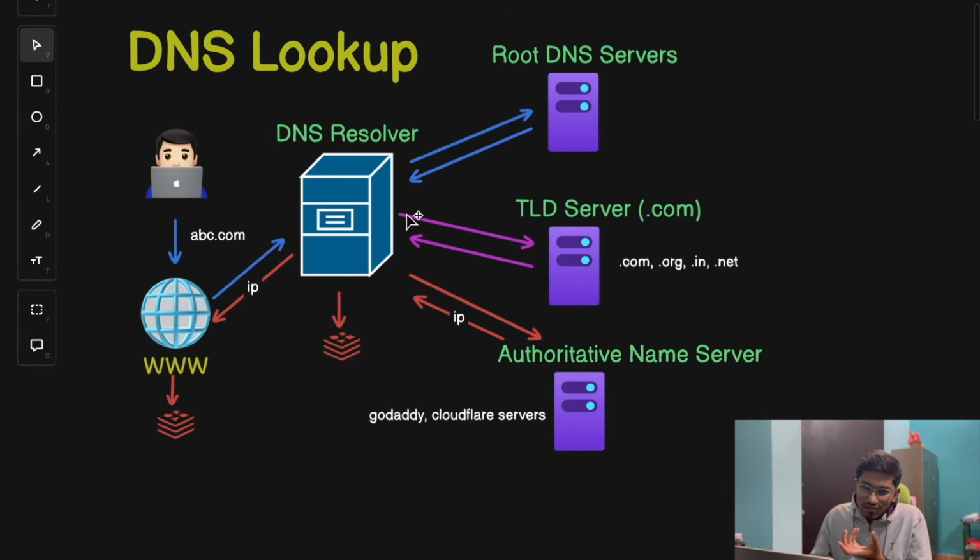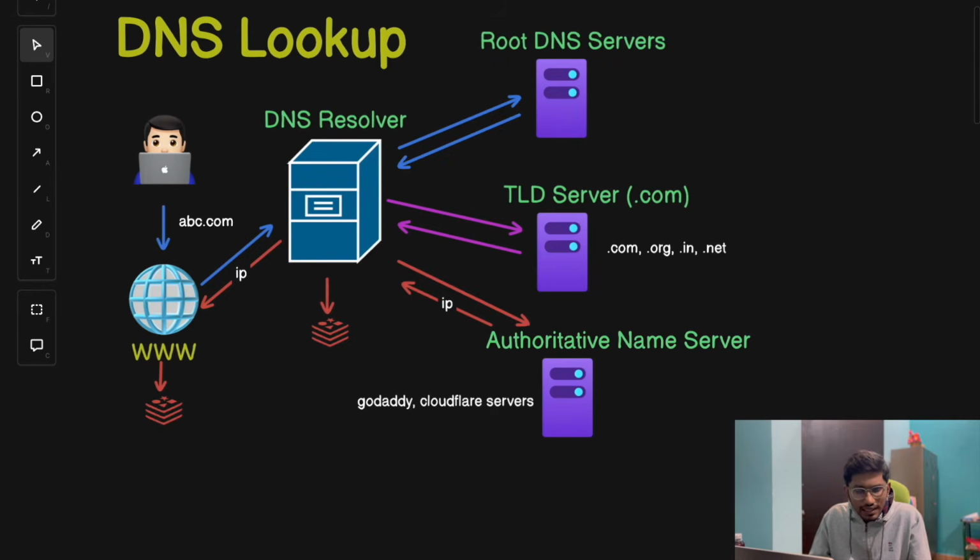just like the GoDaddy server or the name servers of Cloudflare, right? So it will send the address of the exact name server, which can provide you the exact IP of this URL abc.com. So finally, once it gets the address of the authoritative name server, the DNS resolver will send a request to the authoritative name server with the URL data. So this is where the magic happens.